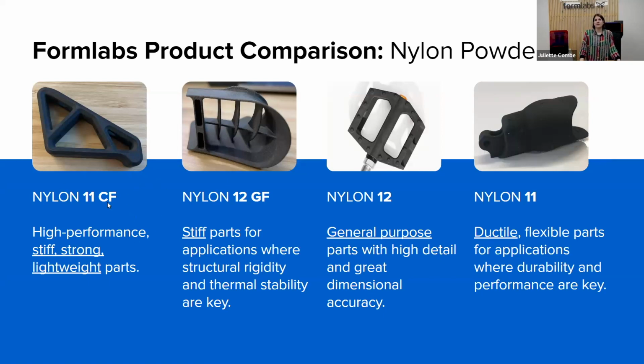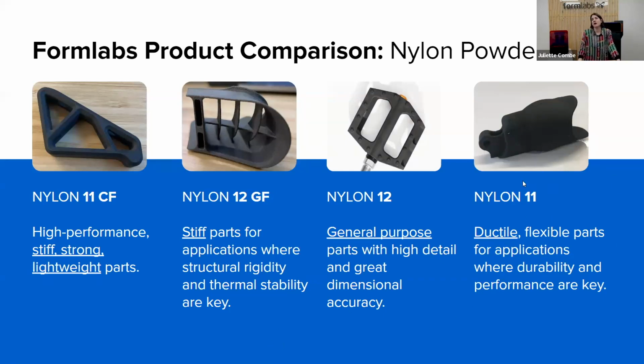First, we have nylon 11 carbon fiber. We have nylon 12 glass filled, nylon 12 and nylon 11. Those all have different material properties. In general, I would recommend going for nylon 12 if you don't really know what powder to choose. Nylon 12 is our general purpose powder. It has very high detail and great dimensional accuracy. It's strong, and it really holds very well for end-use applications.